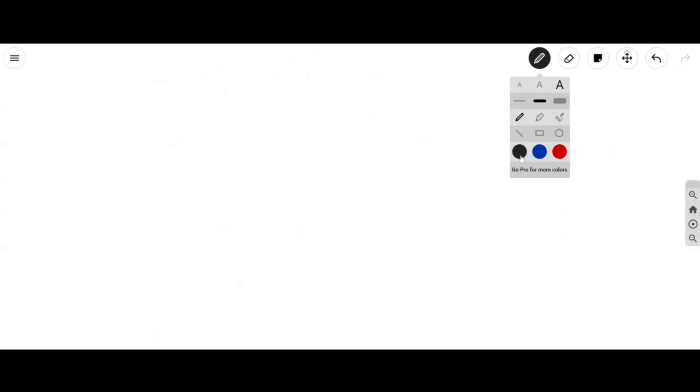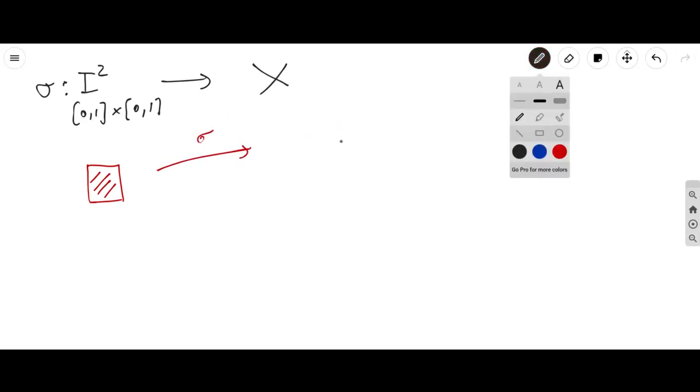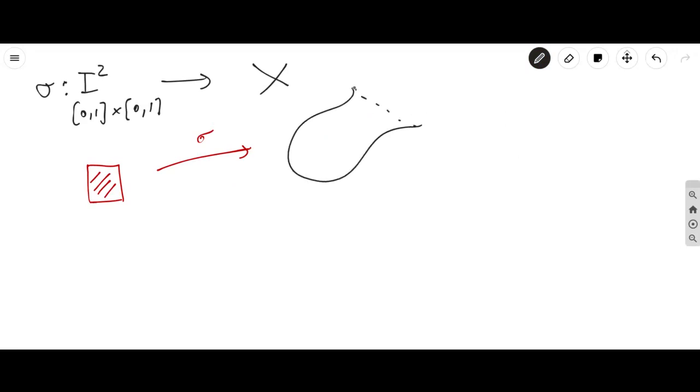Okay, so here's what happens. So let's say we have sigma from I^2, which is, of course, [0,1] cross [0,1], mapping into some manifold X. Okay, so the idea here is we're mapping this 2-dimensional cube, and when you map it, you're going to get some kind of curvilinear square sitting inside your manifold. So maybe this is some kind of manifold, whatever that is. That's the idea, right? This is the way we visualize it. That's like the image of it.